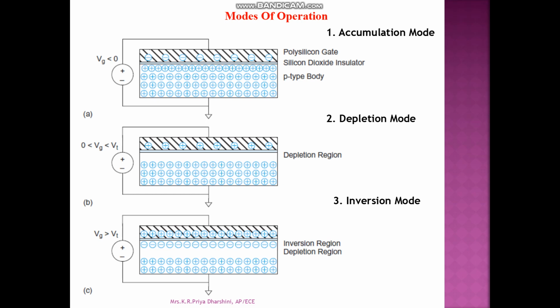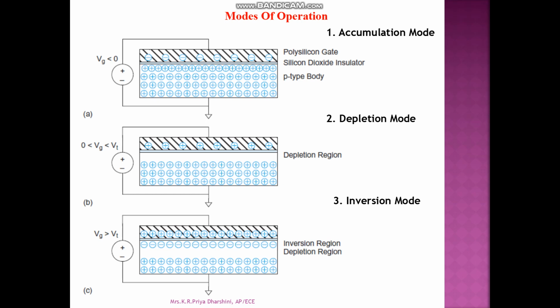According to the gate voltage, the modes differ: the accumulation mode, depletion mode, and inversion mode. When Vg is less than 0, in the p-type body the holes get accumulated, and in the polysilicon gate the electrons get accumulated. But when the gate voltage varies between 0 and the threshold voltage, it is called the depletion mode.